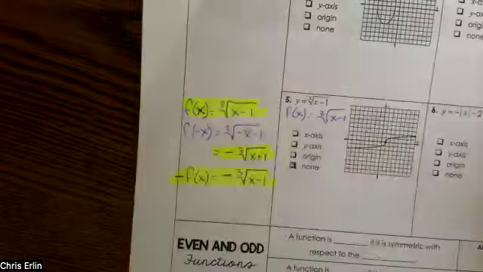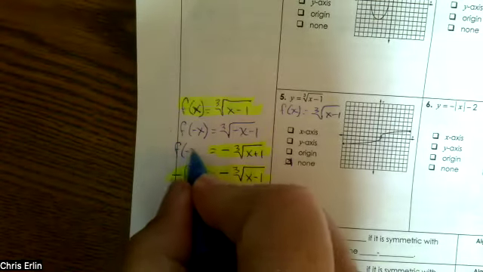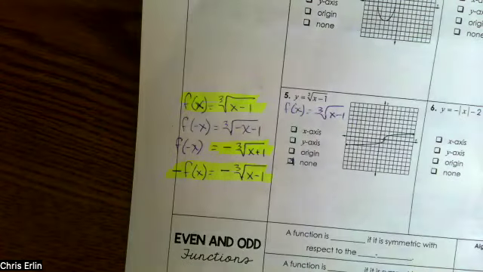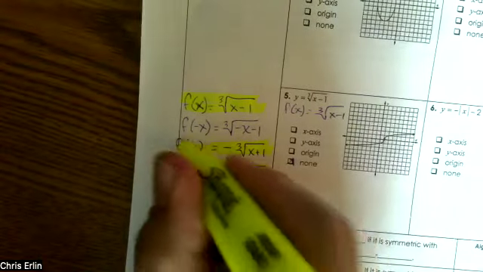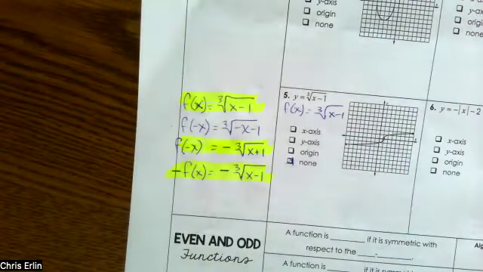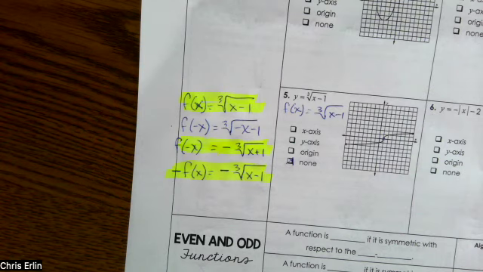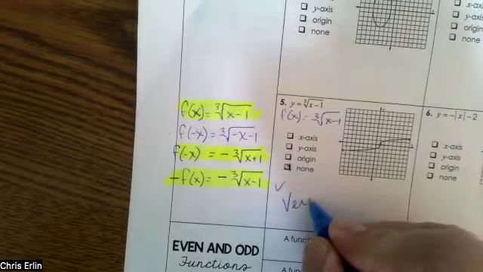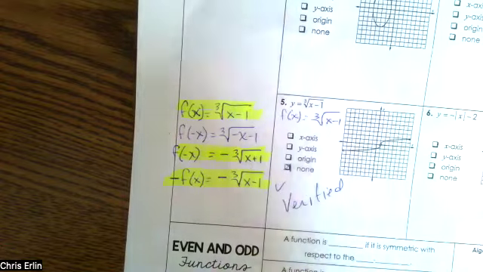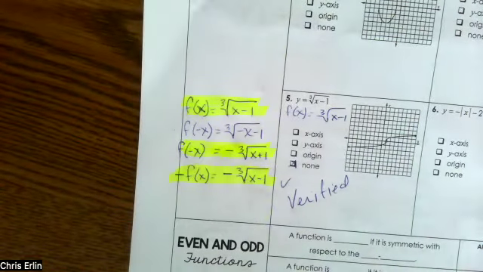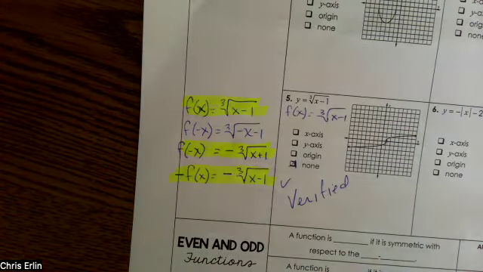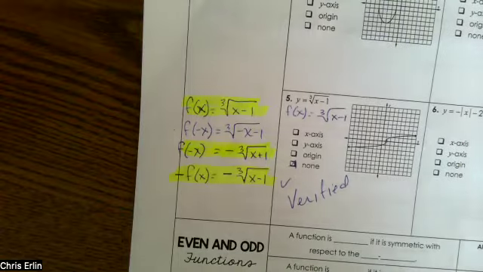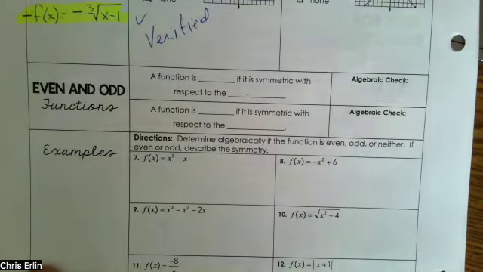If any of them come out the same, then we've got some symmetries. If none of them come out the same, then we don't have symmetries. Can we agree those are all different? Yep, so that's verifying that it's none. It has no symmetries. I'll leave these additional examples for you to do as homework.